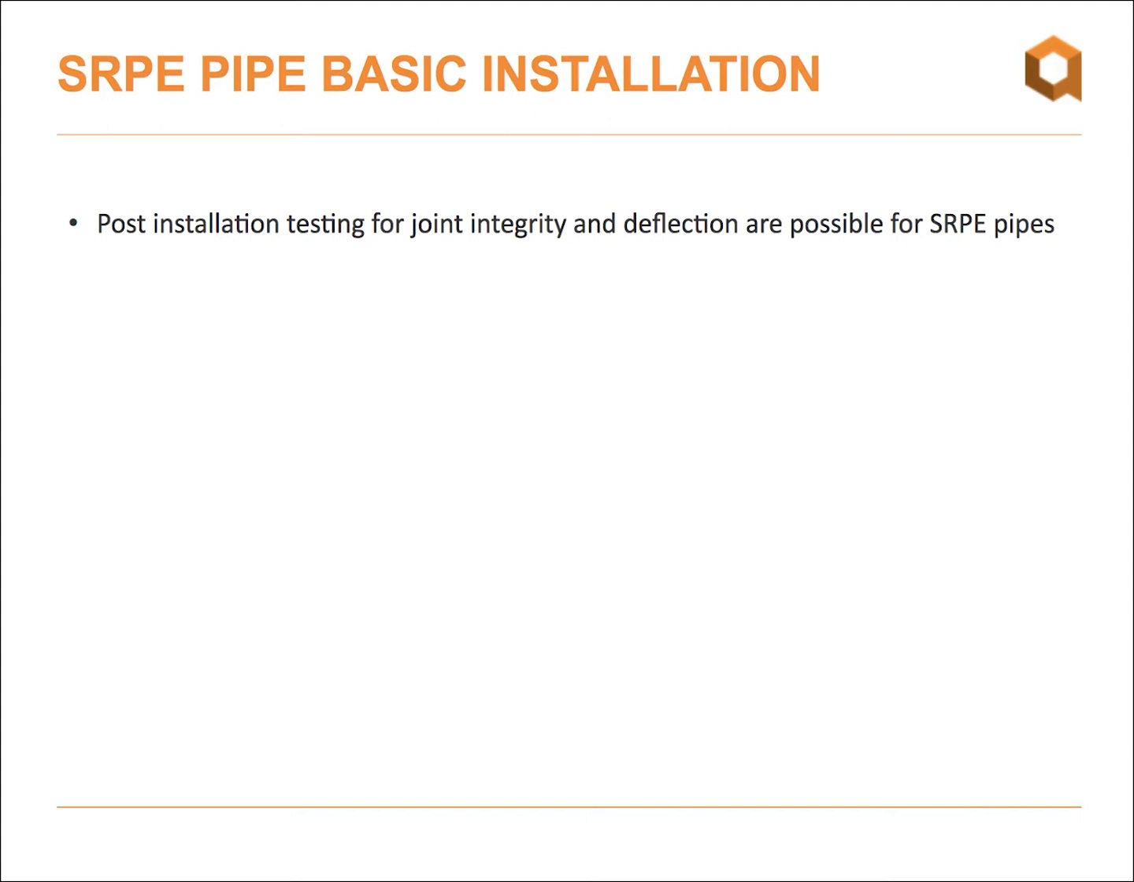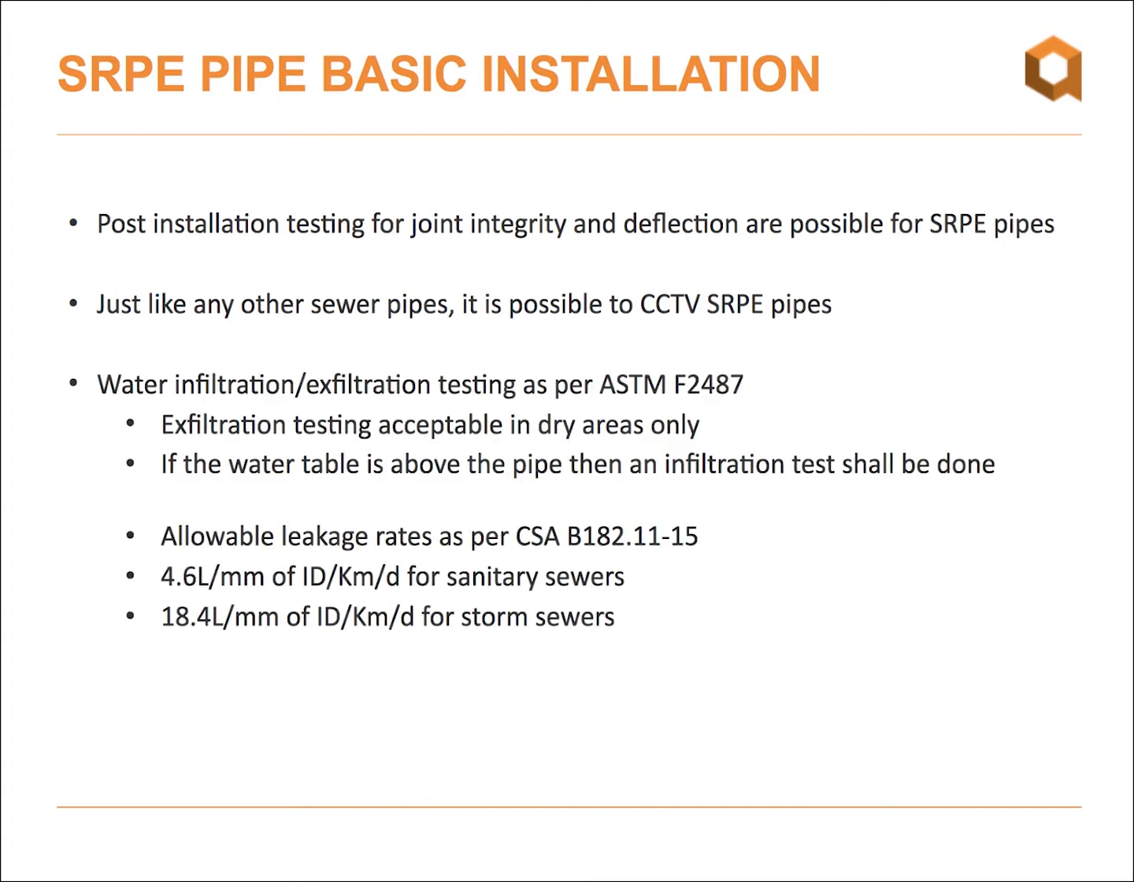requirements of your jurisdiction. So just like any other sewer pipe, Boss 3000 can be CCTV'd, and because of the orange color, we do feel that it's going to be an easier process to identify any potential issues inside your pipeline. Then you can test for water infiltration or exfiltration as per ASTM F2487.